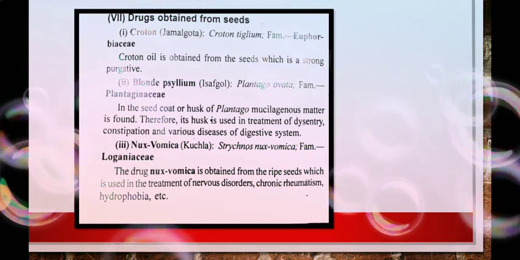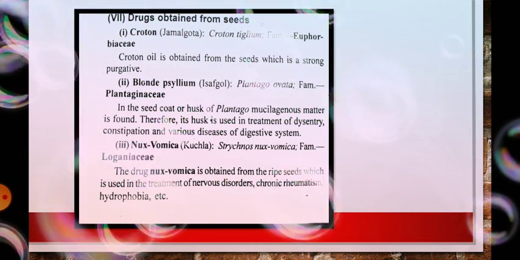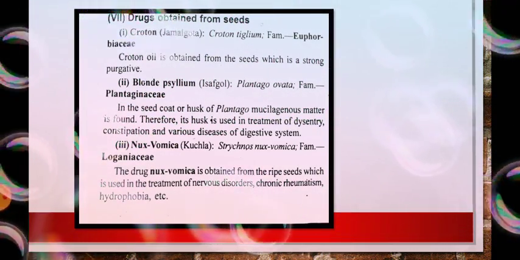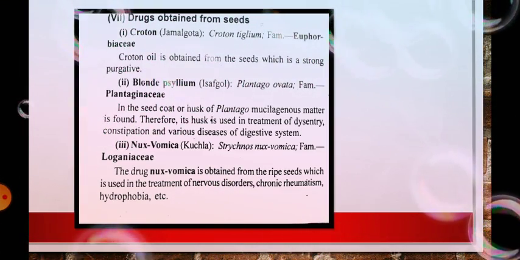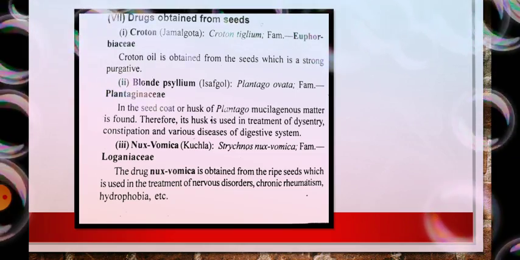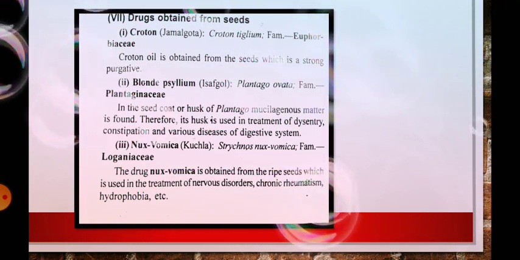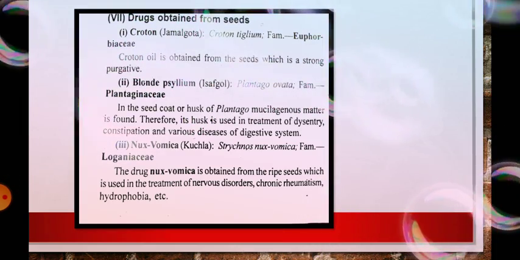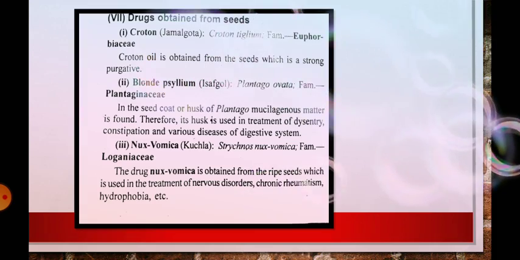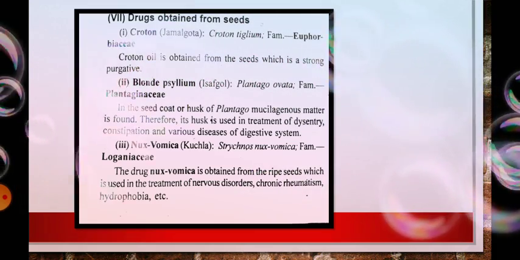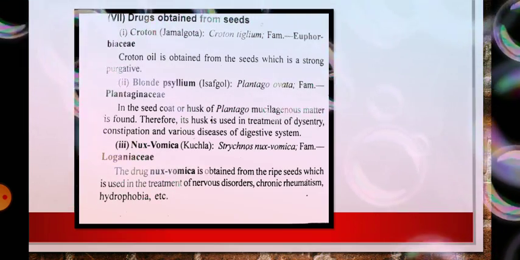Its scientific name is Plantago ovata, and it belongs to the family Plantaginaceae. In the seed coat, or the husks, of Plantago, mucilaginous matter is found, therefore its husk is used in the treatment of dysentery, constipation and various diseases of the digestive system. Mainly these are used for the digestive system and the treatment of dysentery.